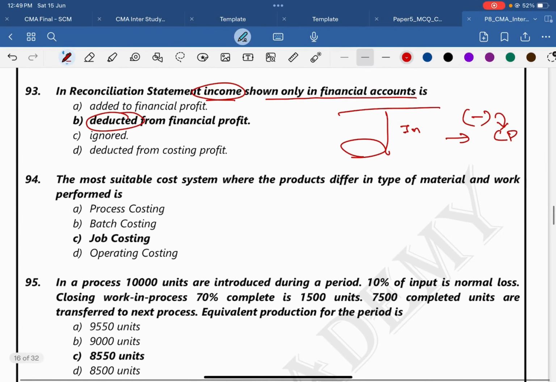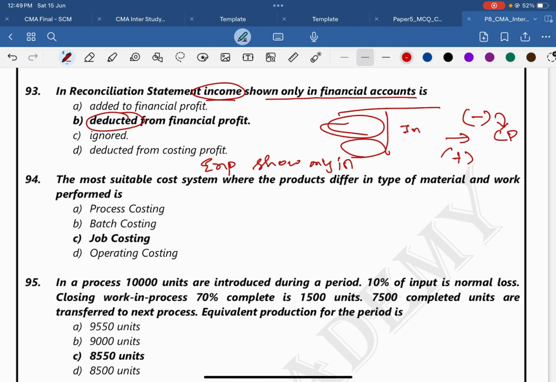Then suppose what if it is an expense? You may get a question. Expenses shown only in financial accounts. Already it is deducted. So you need to add back.